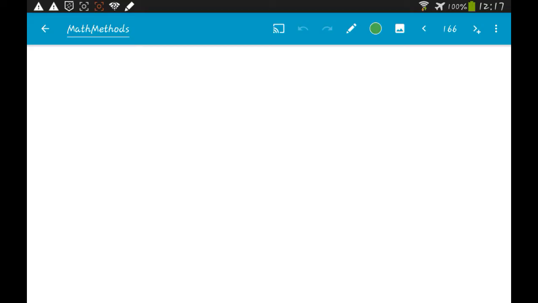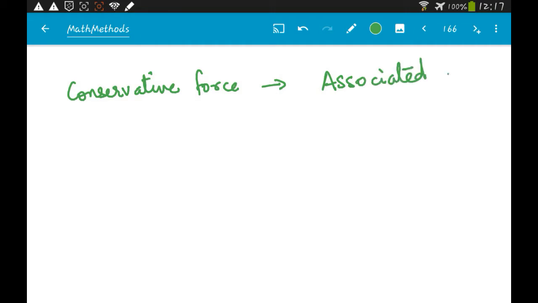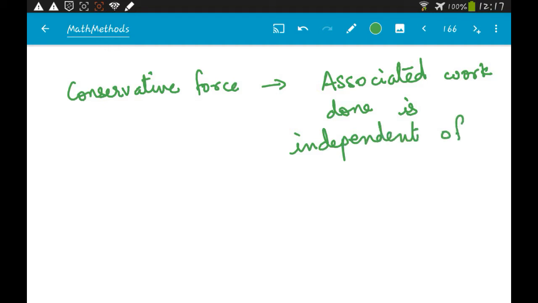Conservative. So to recap, what is a conservative force? A conservative force is one for which, if you calculate the work done, it is not dependent on path, it is independent of path taken.